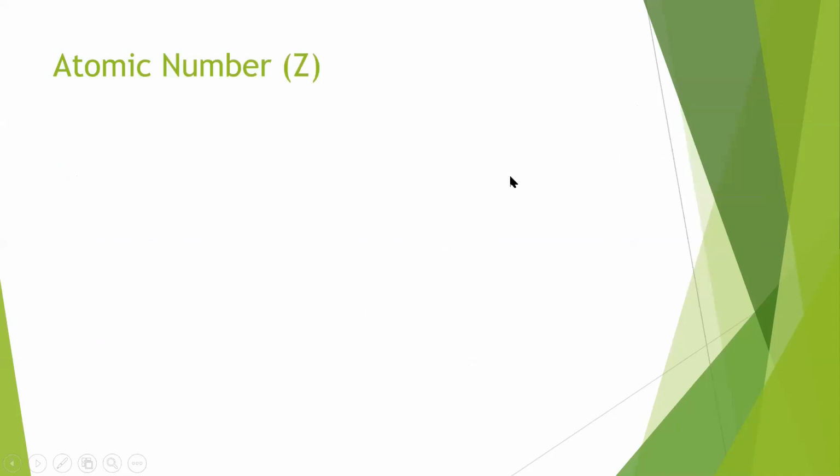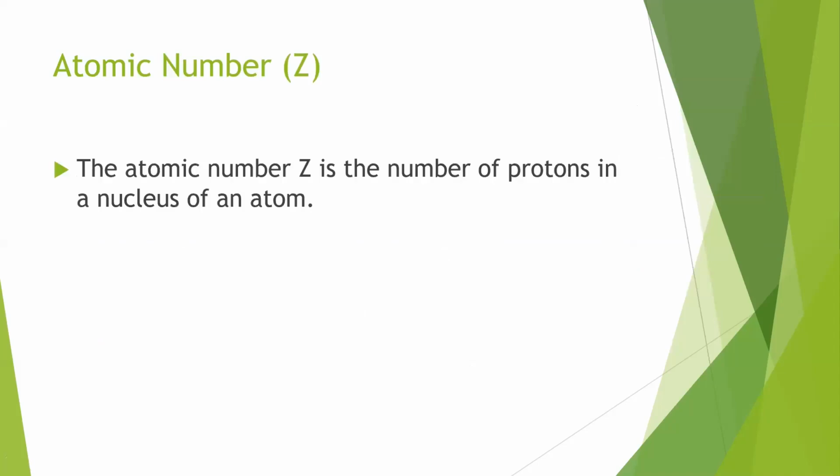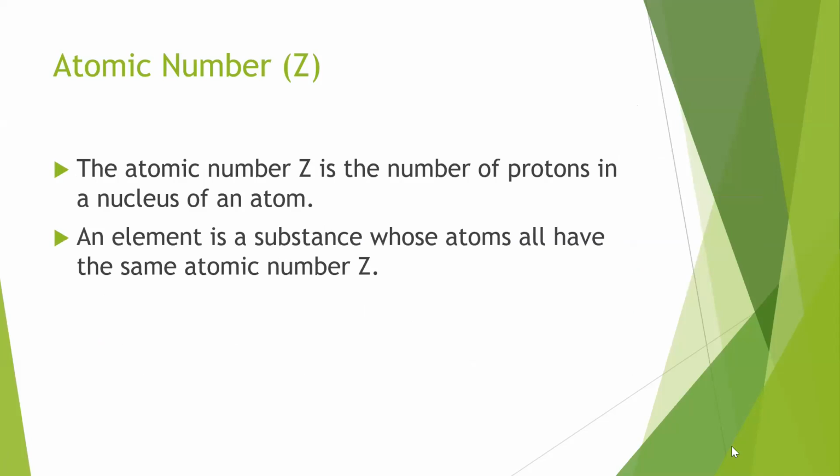Okay, so now we talked about atomic symbol. Now we're going to talk about atomic number. We define it as Z, which we're going to use later on in helping us with the nuclide symbol. So I want you to know the letter as well. The atomic number Z is basically the number of protons in the nucleus of an atom. So an element is a substance whose atoms all have the same number of protons, or the same number Z.